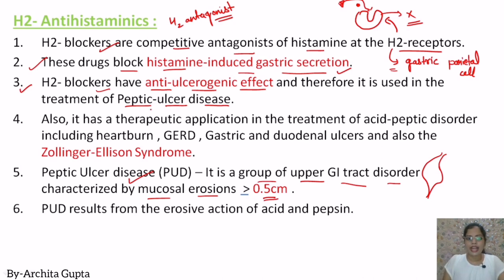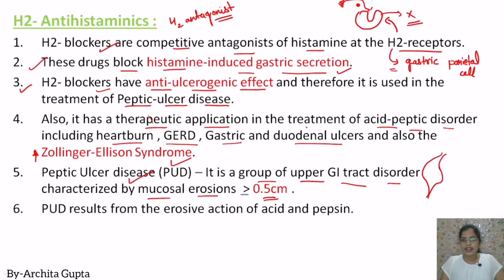Moving ahead to the therapeutic applications of H2 blockers. H2 blockers are used in the treatment of acid peptic disorders such as heartburn, GERD, that is gastroesophageal reflux disease, gastric and duodenal ulcers, and also in the treatment of Zollinger-Ellison syndrome. Remember, dear students, H2 blockers are also used in Zollinger-Ellison syndrome, that is the excess production of gastric secretions.